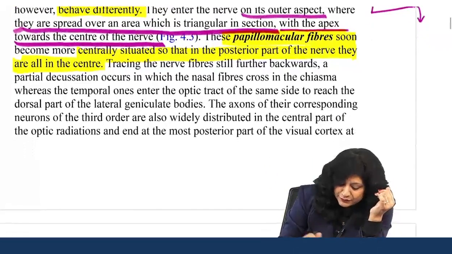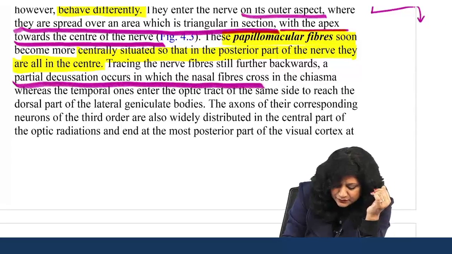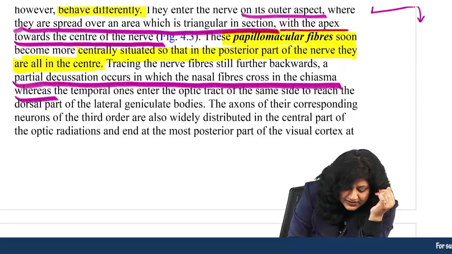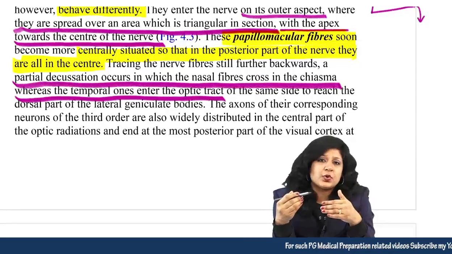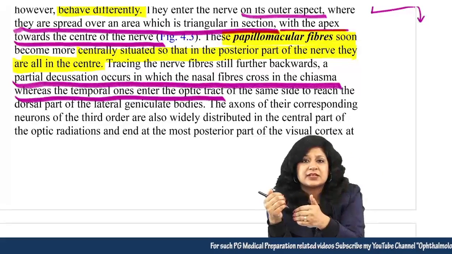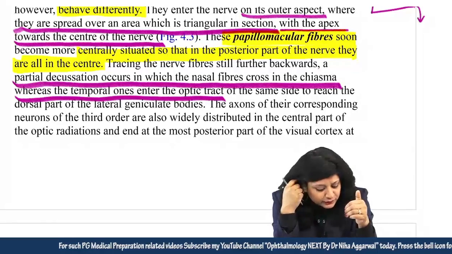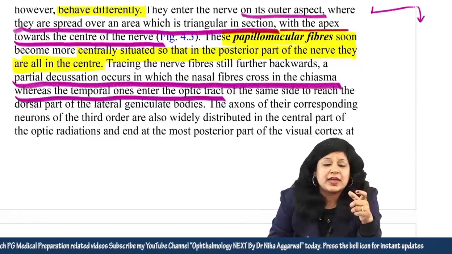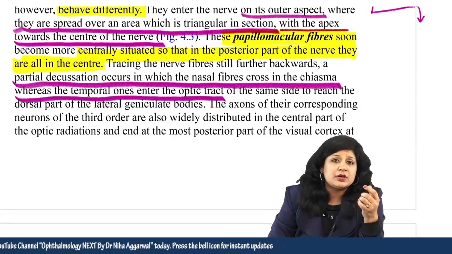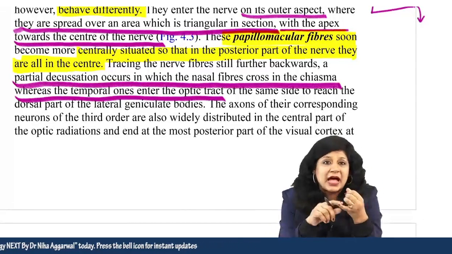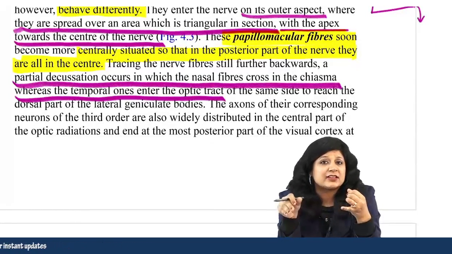Now tracing the nerve fibers, if you go still further backwards, a partial decussation occurs in which the nasal fibers cross in the chiasma, whereas the temporal ones enter the optic tract. This is the same thing that you already know, that the nasal fibers decussate in the optic chiasma while the temporal fibers continue on the same side, right? The axons of their corresponding neurons, they are going into the third order. Now from our side, our third order is actually the ganglionic cells. From their side, their third order is the lateral geniculate body.